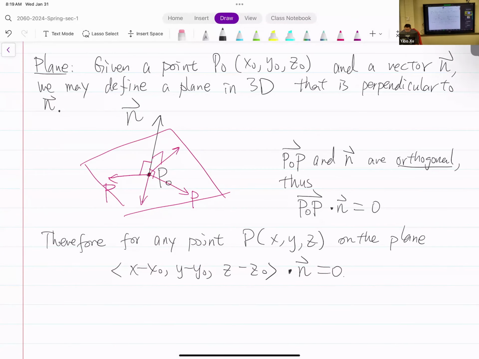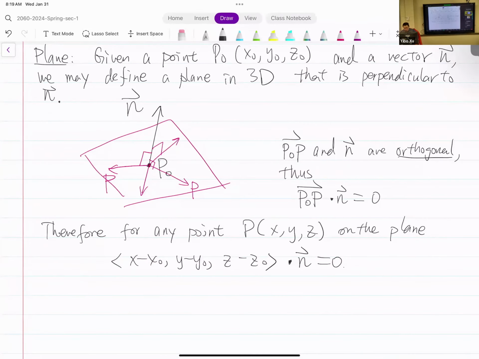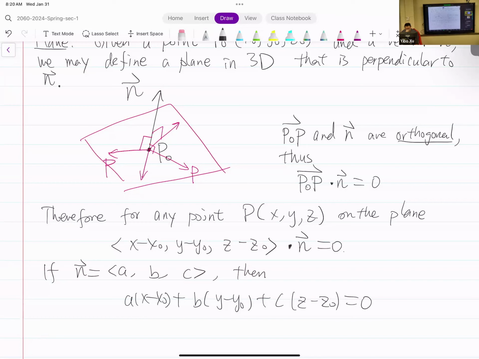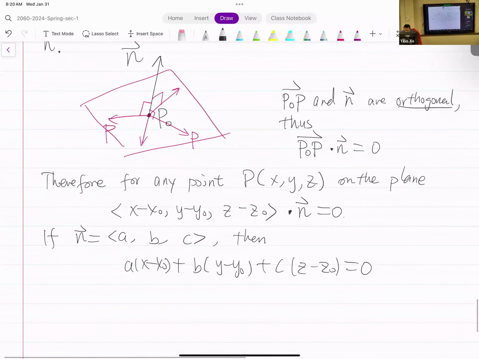So that's looking really close to the formula that we had at the beginning of this section. If you specify the coordinates of the small vector n, let's say to be a, b, c, then this equation is even more explicit. Okay? Then this equation becomes a times x minus x0, the product of the first coordinates, plus b times y minus y0, plus c times z minus z0, all equals 0. Right? So explicitly write out the dot product.